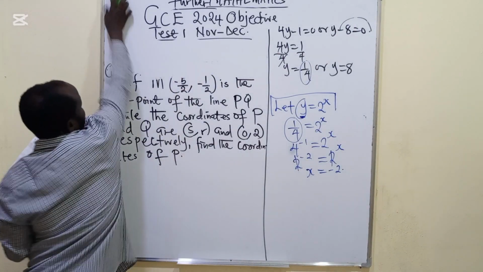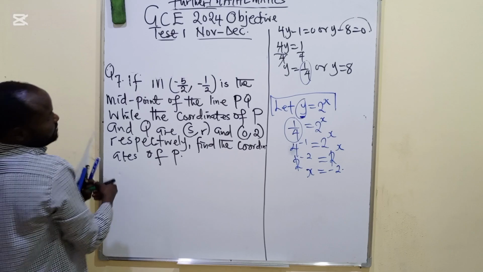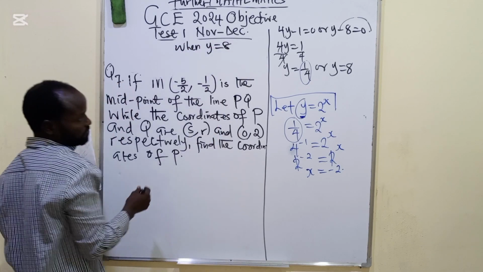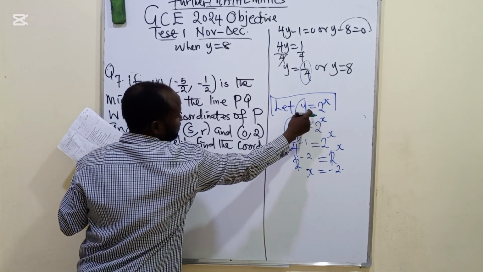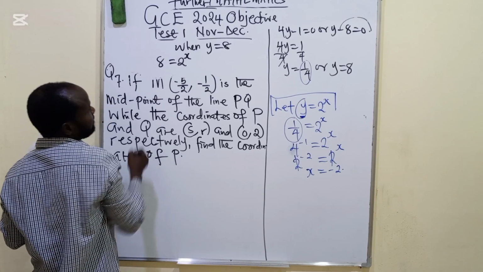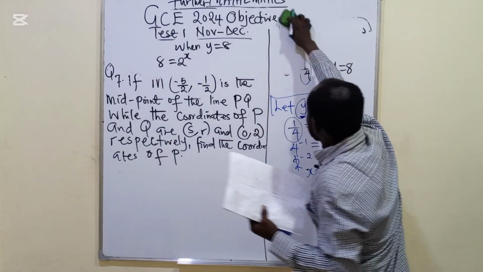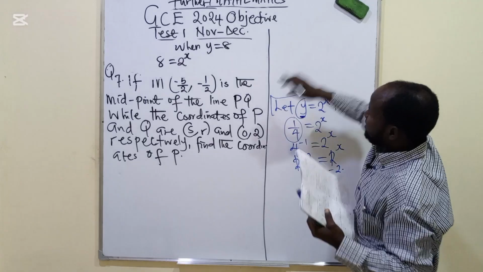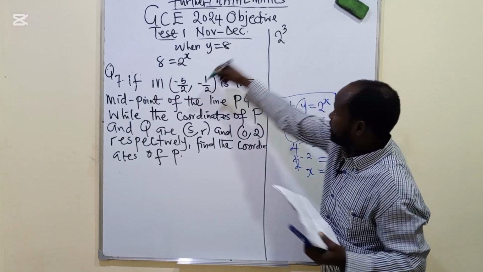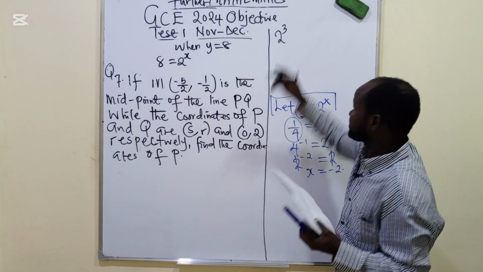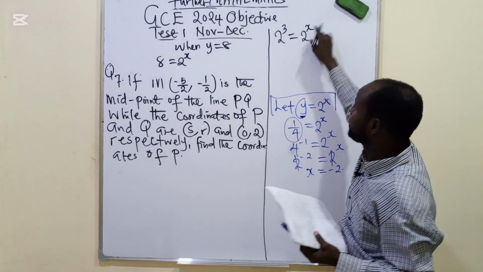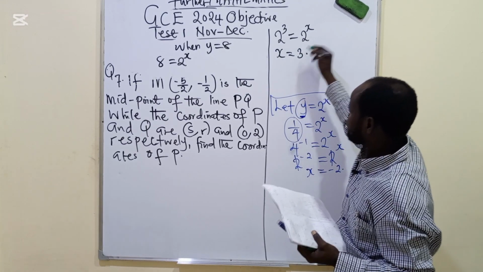Let's look at the next solution. When y is 8, what will be the value of x? We'll still use this assumption. When y is 8, we replace 8 here, will be equals to 2 power x. Let me move here because of space. This 8, I can write 8 as 2 power 3 so that we'll have the same base on both the left hand side and the right hand side. This is 2 power x. The base are the same now. I'm free to equate the power. X now will be equals to 3.